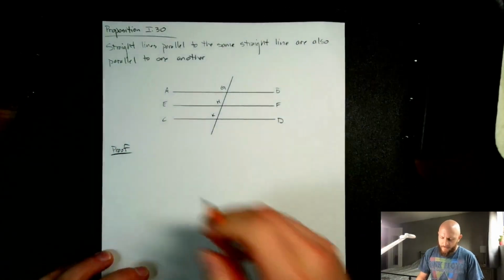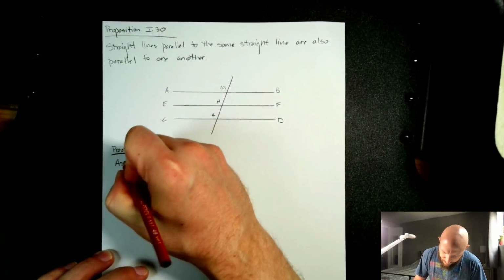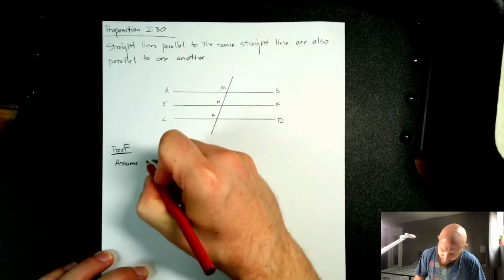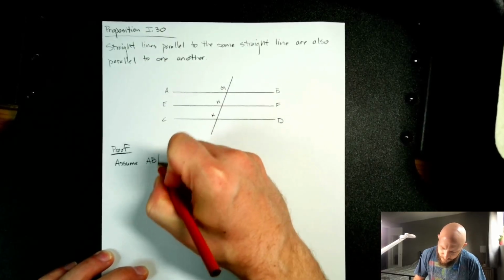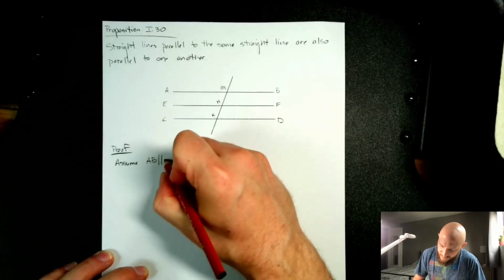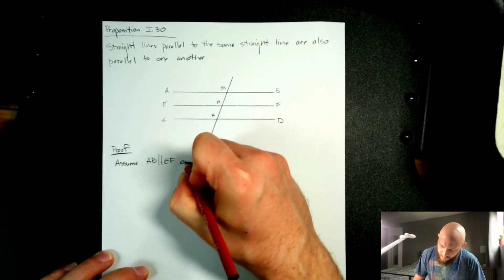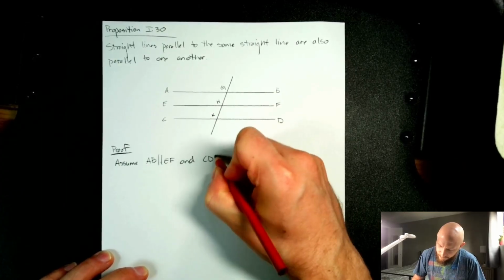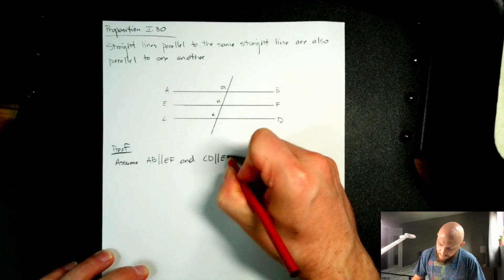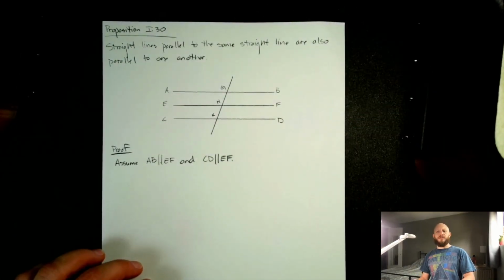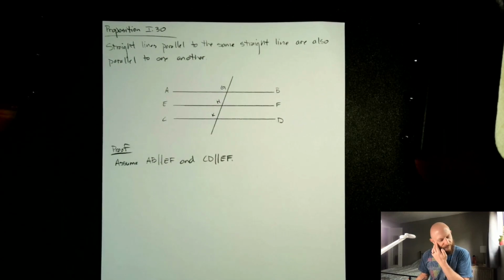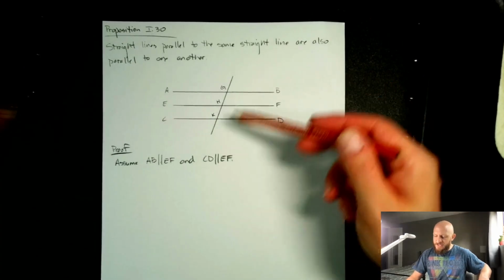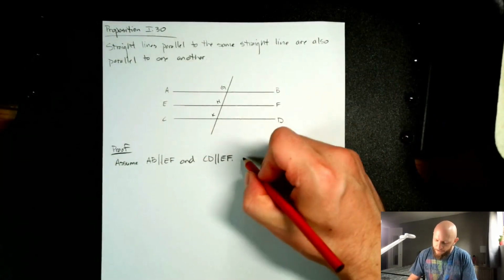So proof. We'll first assume AB is parallel to EF, and also CD is parallel to EF. So that's what we're given. And then we just want to prove that AB is parallel to CD. That's the conclusion. All right, so we say let GK fall across them.